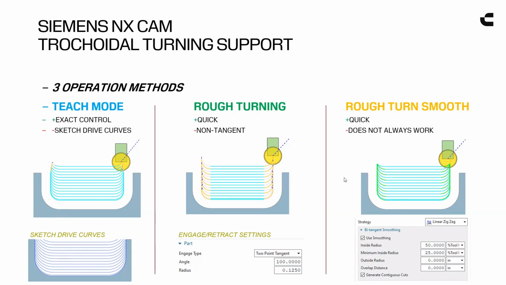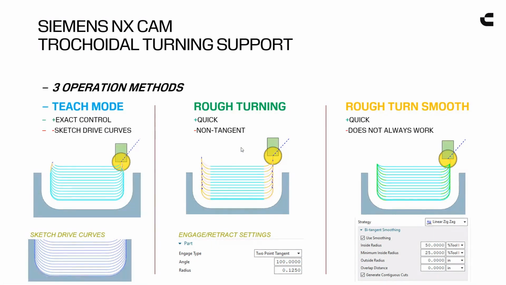You could draw it out and sketch it in teach mode. This is fantastic because it gives you exact control over the tool path. You could use just a can cycle, your traditional rough turning can cycle, and be able to get pretty close to what the tool path needs to be. You'll notice that it does leave cut on the walls here, kind of retracts and does a little rapid and then goes back in. That can be good or bad.